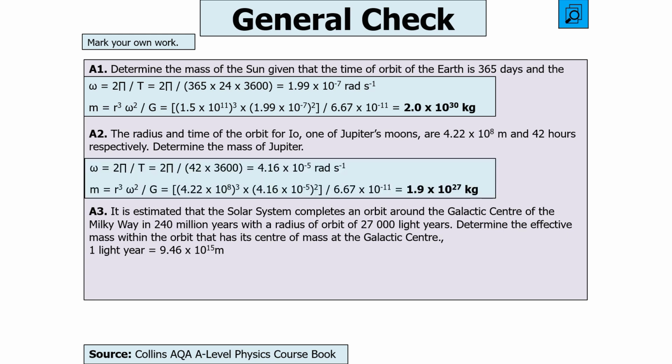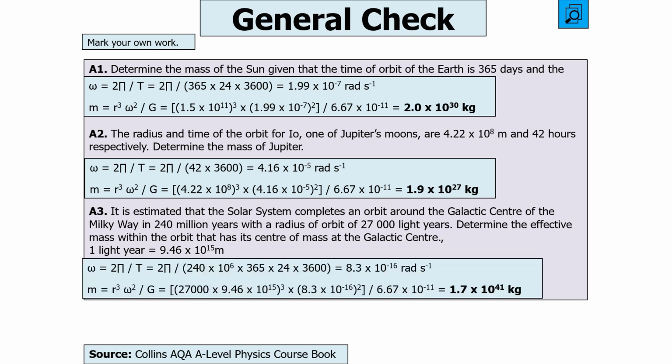The next one, again, it's the same principle once again. We can work out the angular velocity by doing 2 pi over t, work out our angular velocity in radians per second to be 4.16 times 10 to the minus 5, pop in the values into the equation to work out mass, and we get 1.9 times 10 to the 27 kilograms. And then again, same logic, omega is equal to 2 pi over t, work it all through, and we get 8.3 times 10 to the minus 16 radians per second, where you can work out the mass with our equation r cubed omega squared over G, pop in all the values, and we get 1.7 times 10 to the 41 kilograms.